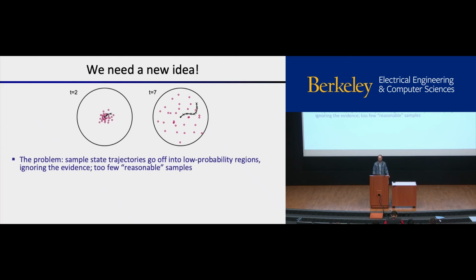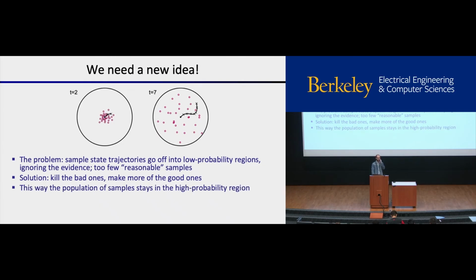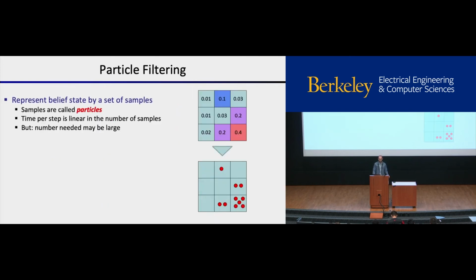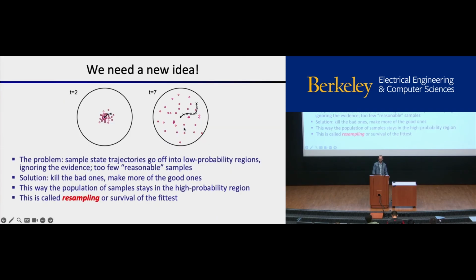So the problem is that sample state trajectories go off into low probability regions, ignoring the evidence. And we have too few reasonable samples by the end. The solution is to kill the bad ones and make more of the good ones. In this way, the population of samples stays in the high probability region. This is called resampling or survival of the fittest. It's been proposed independently by a few different people because it's pretty straightforward. This is called particle filtering. These are our particles, and we're going to filter some of them out.